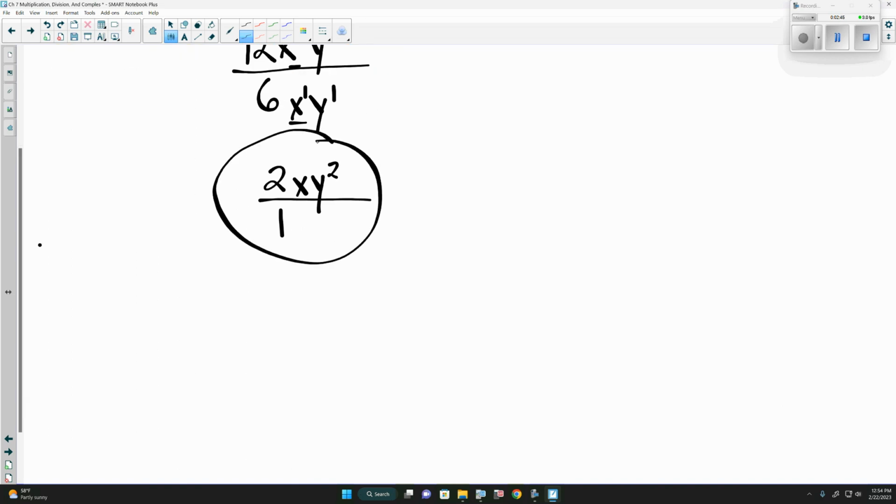So we get this here. Or we could say this is the same as just 2xy squared. Because the division of 1 or having 1 in the denominator, we don't have to write it back in. We can leave it as this here.